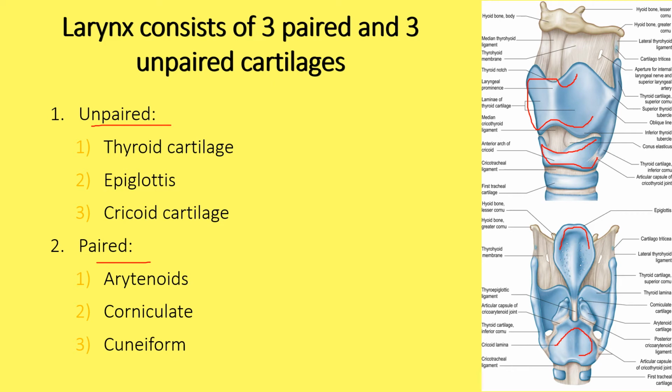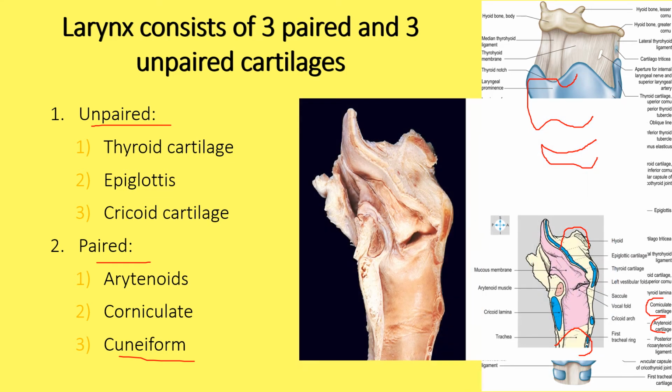And you also have the small paired cartilages that are present in the larynx. You have the arytenoid cartilage, and the corniculate cartilage. And you also have another one, the cuneiform cartilage. The cuneiform cartilage is present in the membrane in the vocal cord that cannot be seen here. And this is how the cartilage looks like.